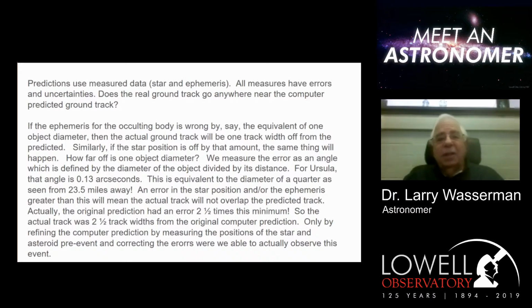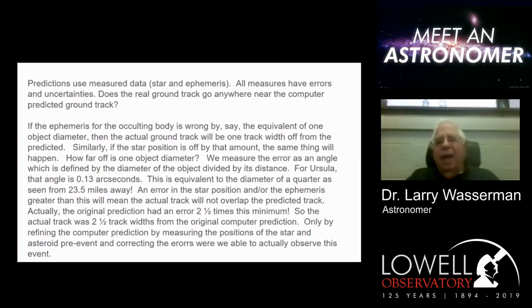The point of this is if the ephemeris or the star are wrong by the equivalent of the diameter of the object itself, 120 miles in this case, then the actual ground track will be 1 track width off from the predicted. Same thing if the star is off, or both. So how far off is one object diameter?